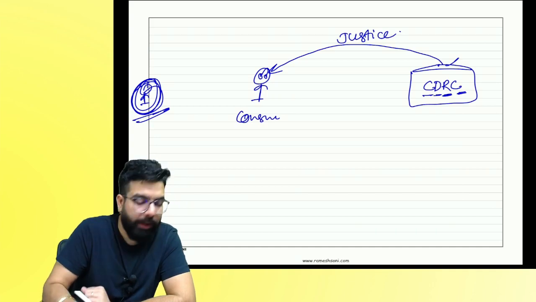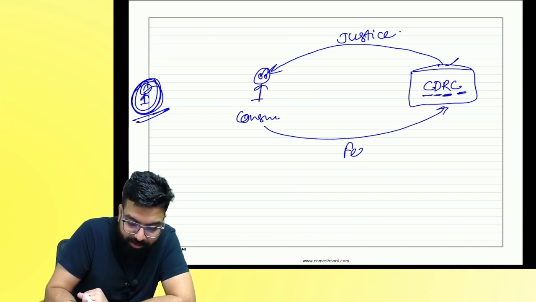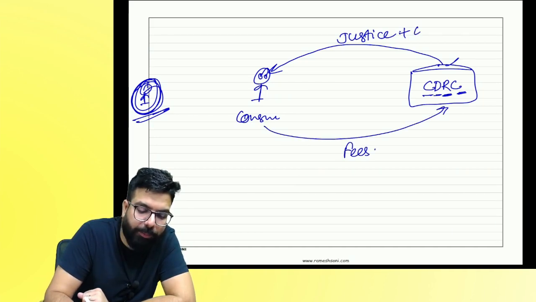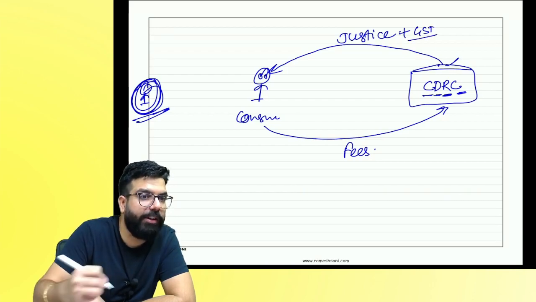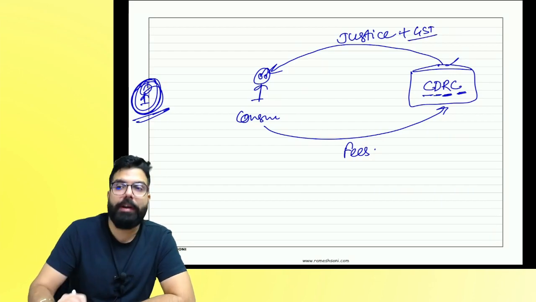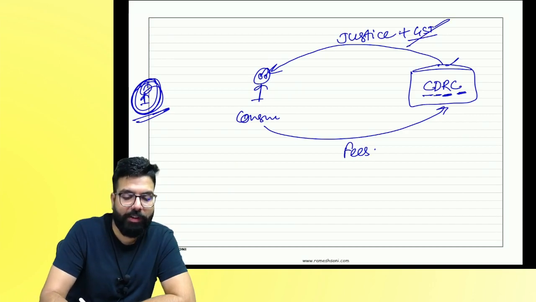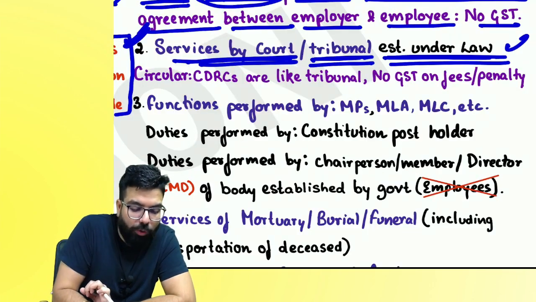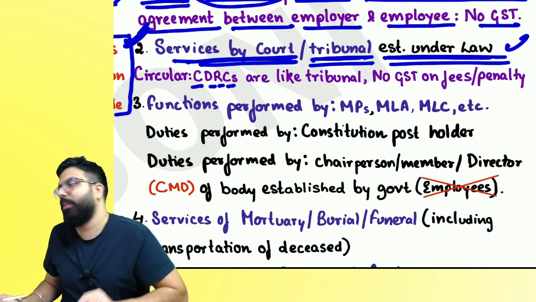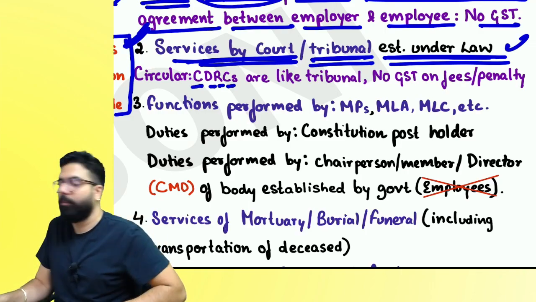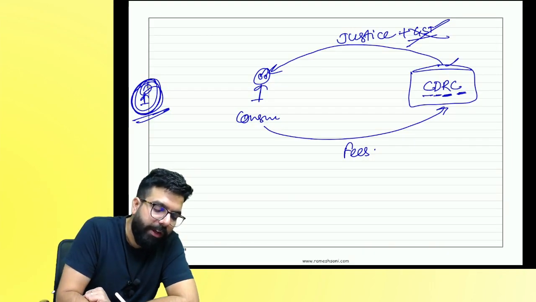Yes or no, everyone? And he has to pay fees. Don't you think if justice service pay they start charging GST, justice will become expensive? So they went ahead and told, justice should be GST free. Whenever Consumer Dispute Redressal Commissions, CDRCs, what's a CDRC, everyone?